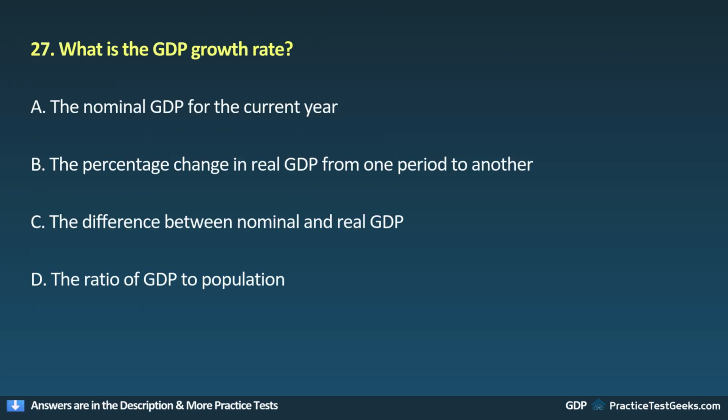27. What is the GDP growth rate? A. The nominal GDP for the current year. B. The percentage change in real GDP from one period to another. C. The difference between nominal and real GDP. D. The ratio of GDP to population.